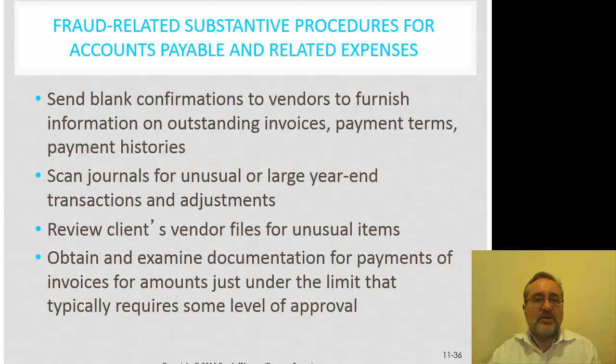When we're looking at accounts payable and related expense accounts, we need to consider fraud-related substantive procedures. Again, when we talk about substantive procedures, we are measuring monetary misstatement, and we are considering the effect that fraud may have related to the material misstatement of these account balances. One of the things that we might do is send blank confirmations to vendors so that they're going to furnish information to us related to outstanding invoices, payment terms, payment history. Scan the journal for unusual or large year-end transactions. Review the client vendor file for unusual items.